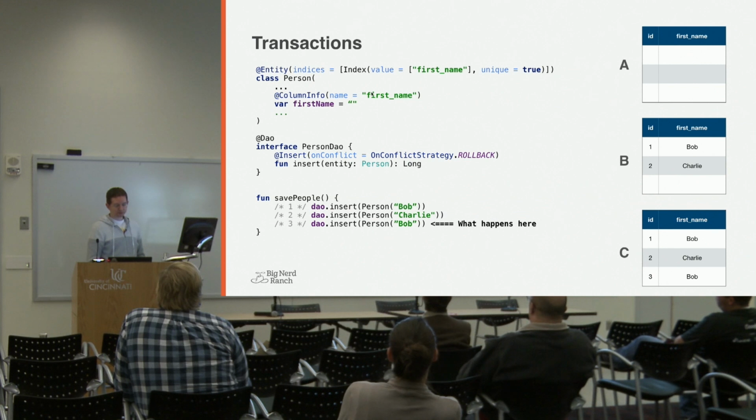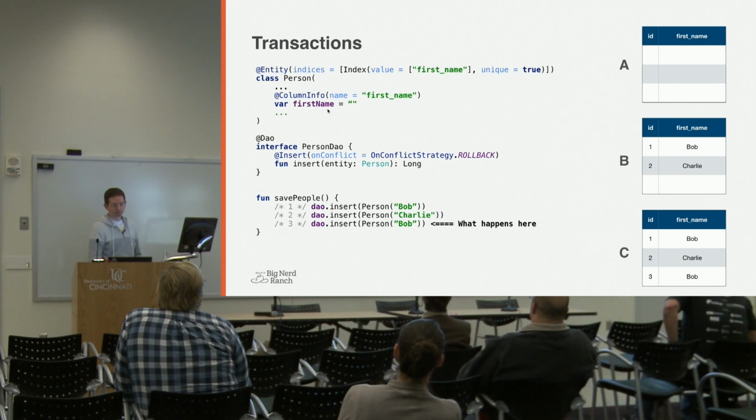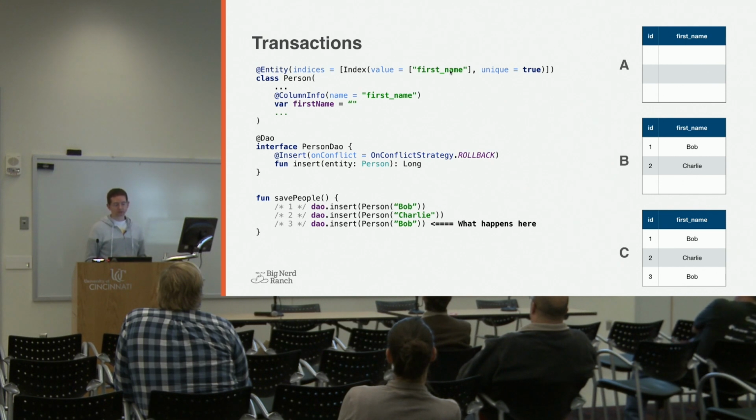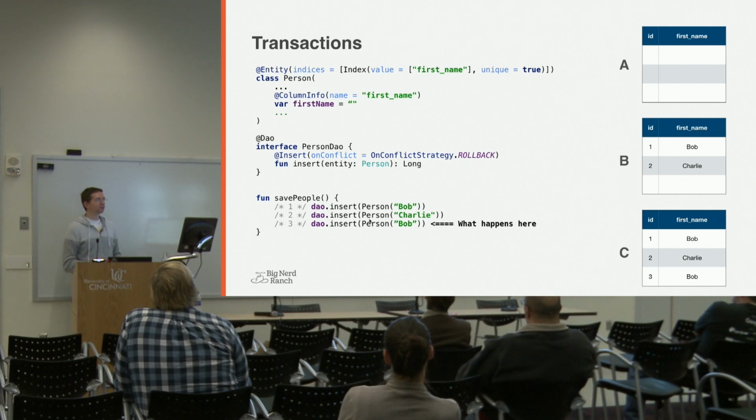I have a person table with other things, but they have a first name property / column. It must be unique, so this is no different than what we just saw. I have a conflict resolution strategy of rollback, and I have a function that's going to save people, and I'm going to do these three over again. So my question to you is, knowing everything we know and setting this up, are we going to end up with what's behind door number A, or letter A, B, or C?